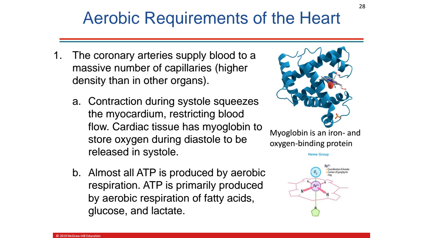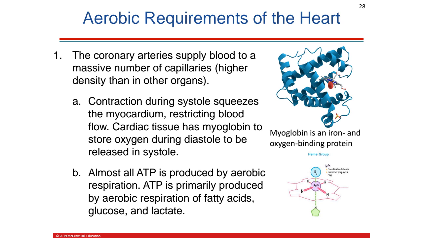Myoglobin is an iron and oxygen binding protein, and it's similar in some ways to hemoglobin in the sense that it binds oxygen. Myoglobin happens to have a higher affinity for oxygen than hemoglobin. So it acts sort of like a shuttle. The oxygen leaves the hemoglobin, comes through the capillary, through the interstitial space, enters into the cell, and there it can be temporarily stored on myoglobin.